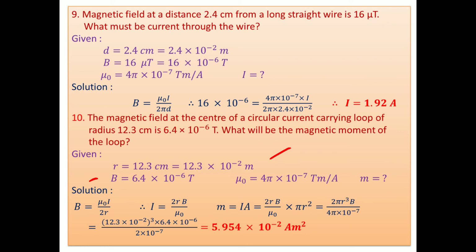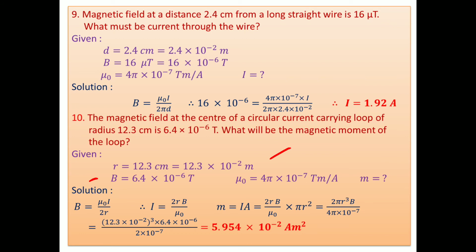Then first calculate the current from the magnetic field. We know that magnetic field equals mu naught I upon 2R, so current I equals 2RB upon mu naught. We know that magnetic dipole moment equals NIA. Here only one loop is there, number of turns is 1, so 1 into I current, and A is the area of the loop. Area of circular loop is pi r square. Substituting these values, we get 2 pi r cube B upon 4 pi into 10 raised to minus 7.